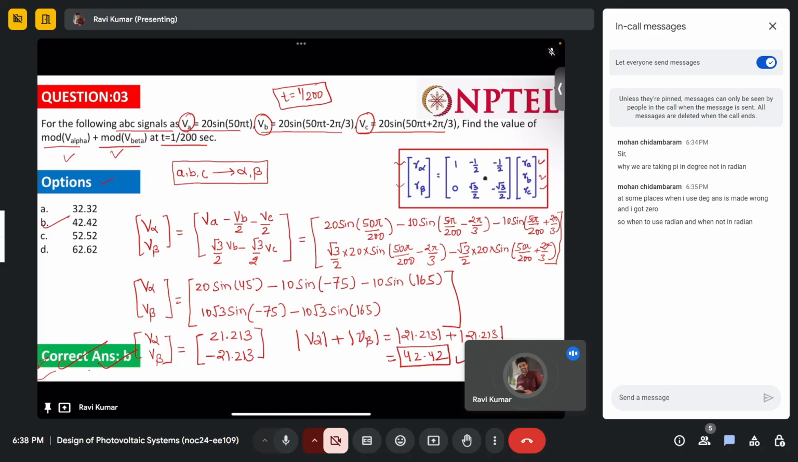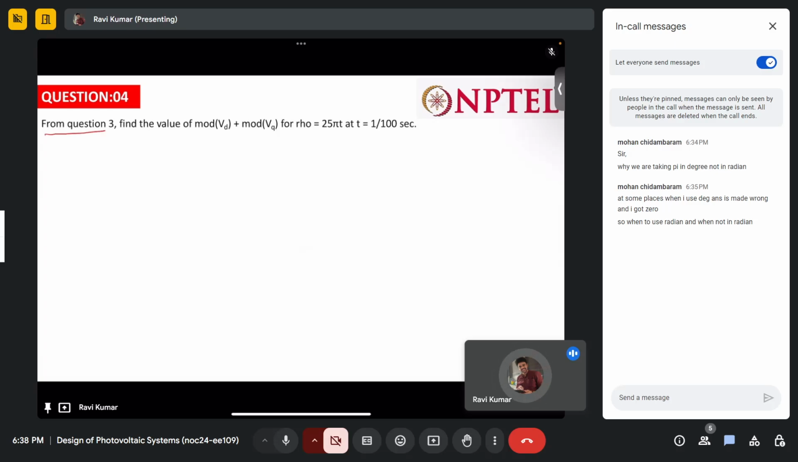Okay, let's move to the next question, which says, from the similar question 3, find the value of mode D and mode Q for rho given as 25 pi t, and t is given 1 by 100, and these are the options. So what do we need to do here?